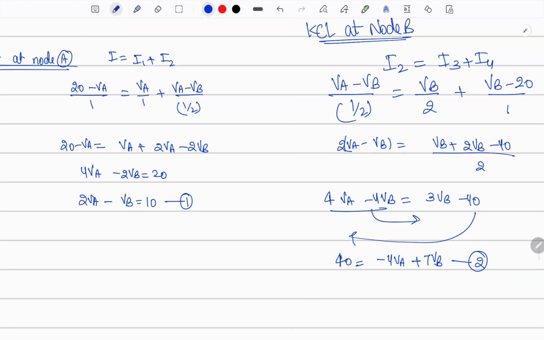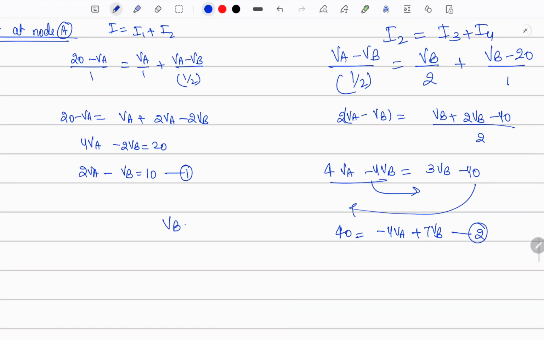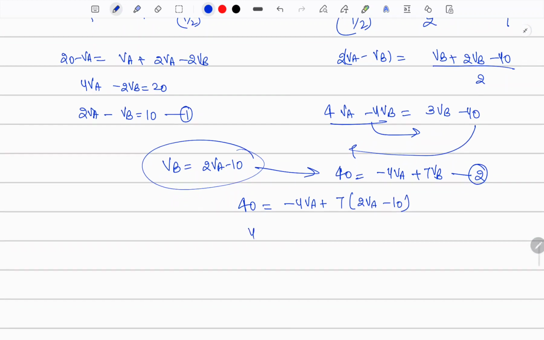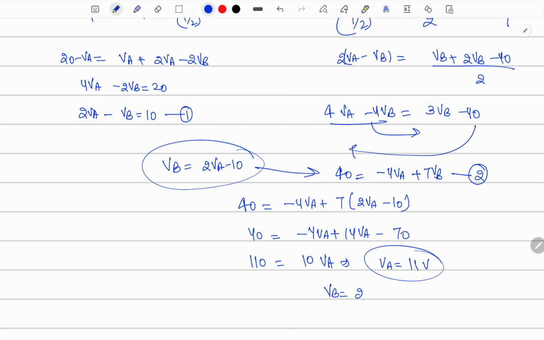This is equation number 2. Now from equation 1, I can write VB is equal to 2VA minus 10 and substitute in equation 2. So 40 is equal to minus 4VA plus 7 times (2VA minus 10). We can calculate the VA value: minus 4VA plus 14VA minus 70. Then 110 is equal to 10VA, so VA value is 11 volt. And VB value is 2 into 11 minus 10, which is 22 minus 10, 12 volt.